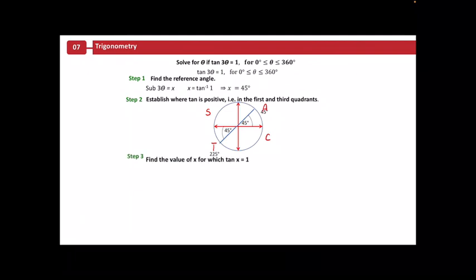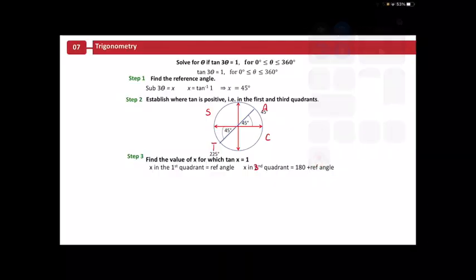Okay, so find the value of x for which tan of x is equal to 1. x is in the first quadrant, so this gives us an angle that is equal to our reference angle. The angle of x in the third quadrant is equal to 180 degrees plus our reference angle. This means that x is equal to 45 degrees and x, our angle, is equal to 225 degrees.